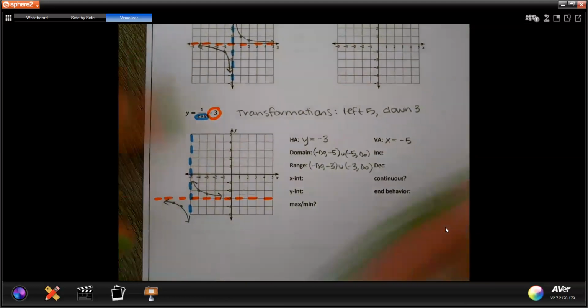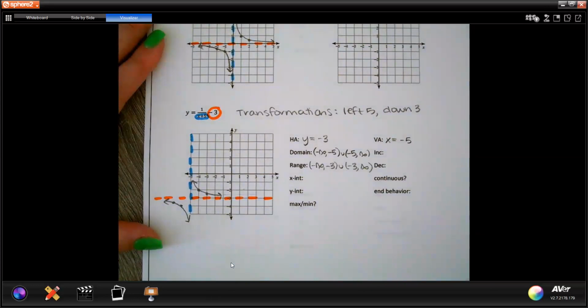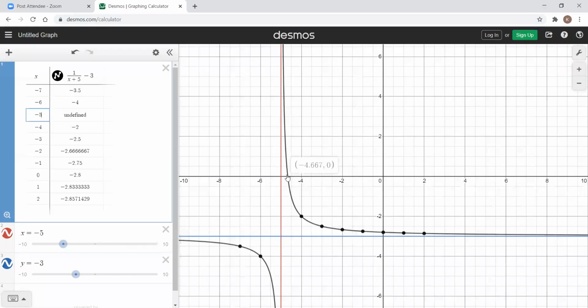All right, X-intercept and Y-intercept we're going to get from Desmos, so I'm going to go back there and click on those. So here's my X-intercept, there's my Y-intercept. X-intercept I'm writing is -4.667, 0. Y-intercept is 0, -2.8. When I look at the graph, I can see that there's no max, there's no min. I don't have any mountaintops or any valleys. So for that answer, I'm going to put none.